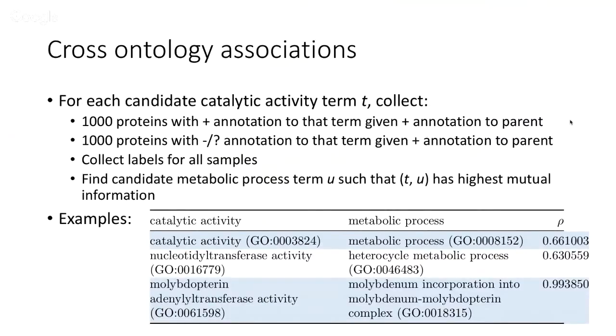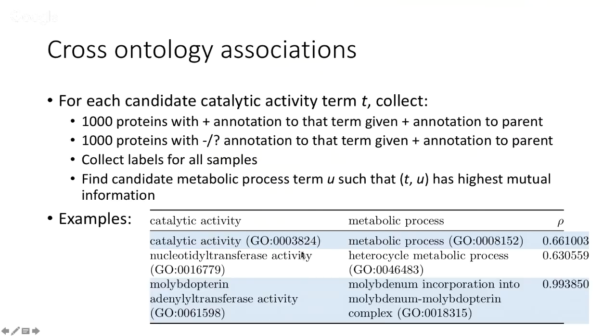We also have to figure out which cross-ontology associations to mine. I'm going to pretty much skip this, but the idea is you collect a bunch of examples in this novel way, and then we find the metabolic process that shares the highest mutual information, basically the highest correlation, with the catalytic activity that we're looking at. And we do this given its parent term. That's so that we can find associations that will break these ties for us and really figure out the specific protein functions.